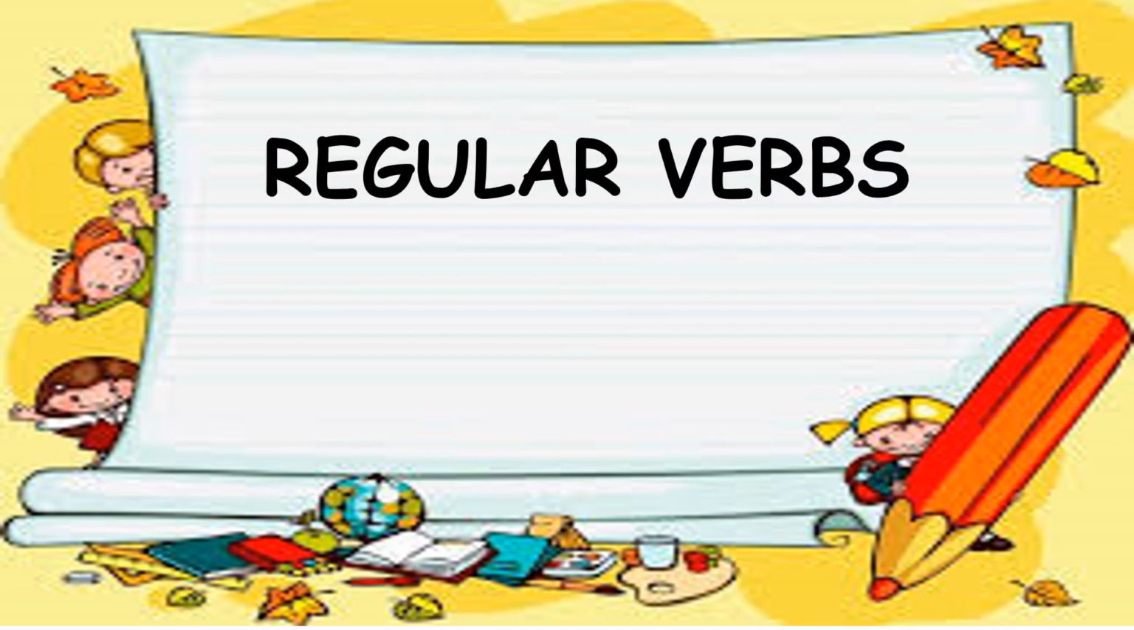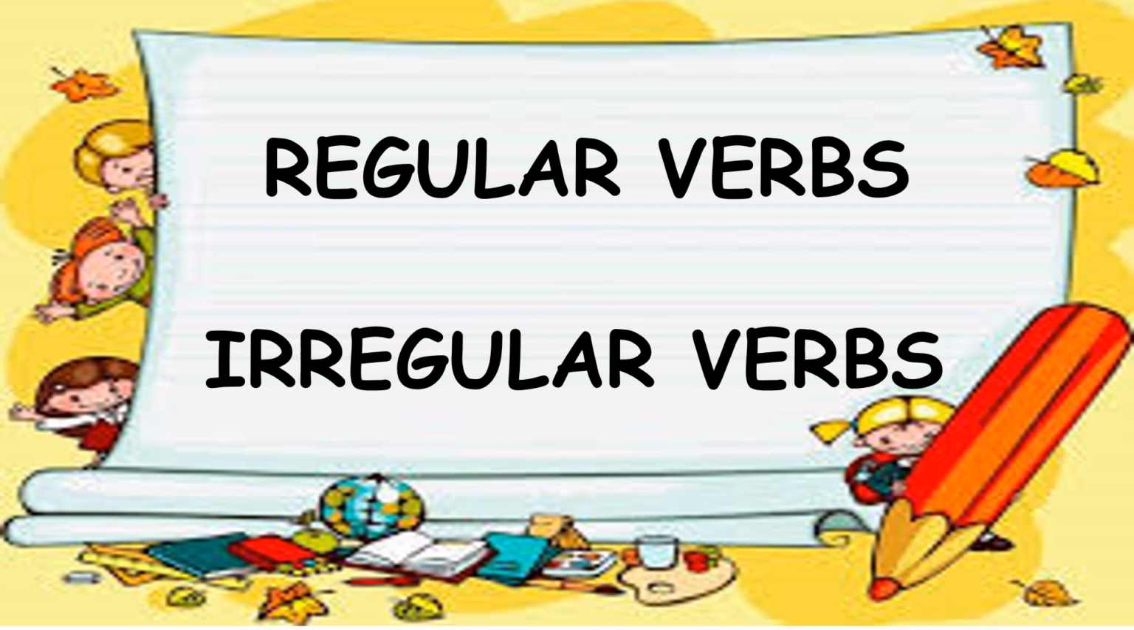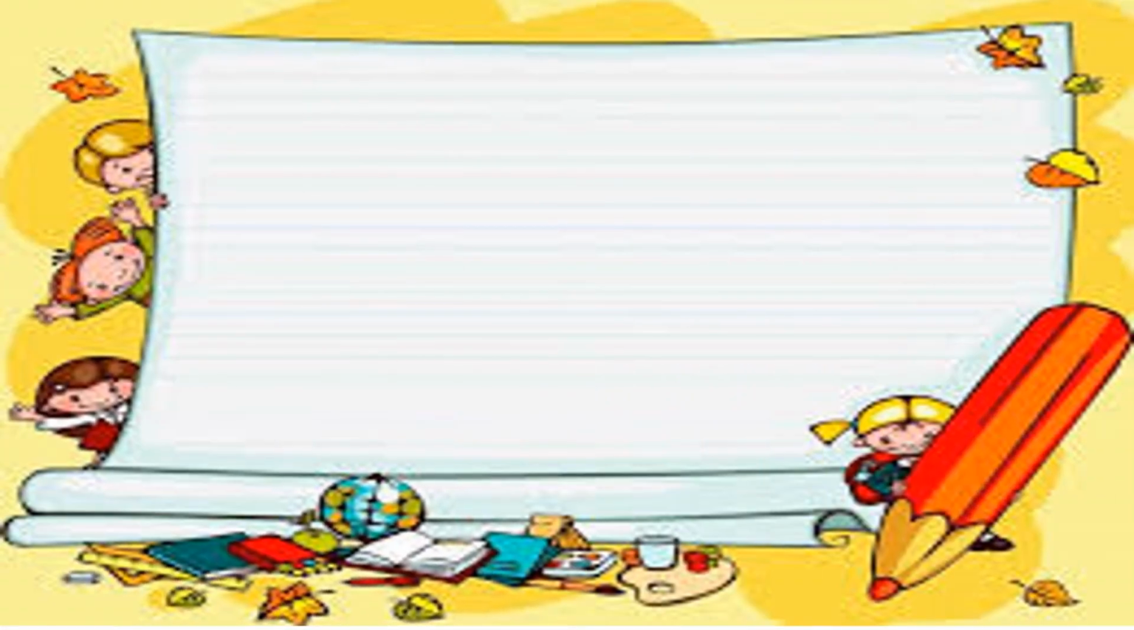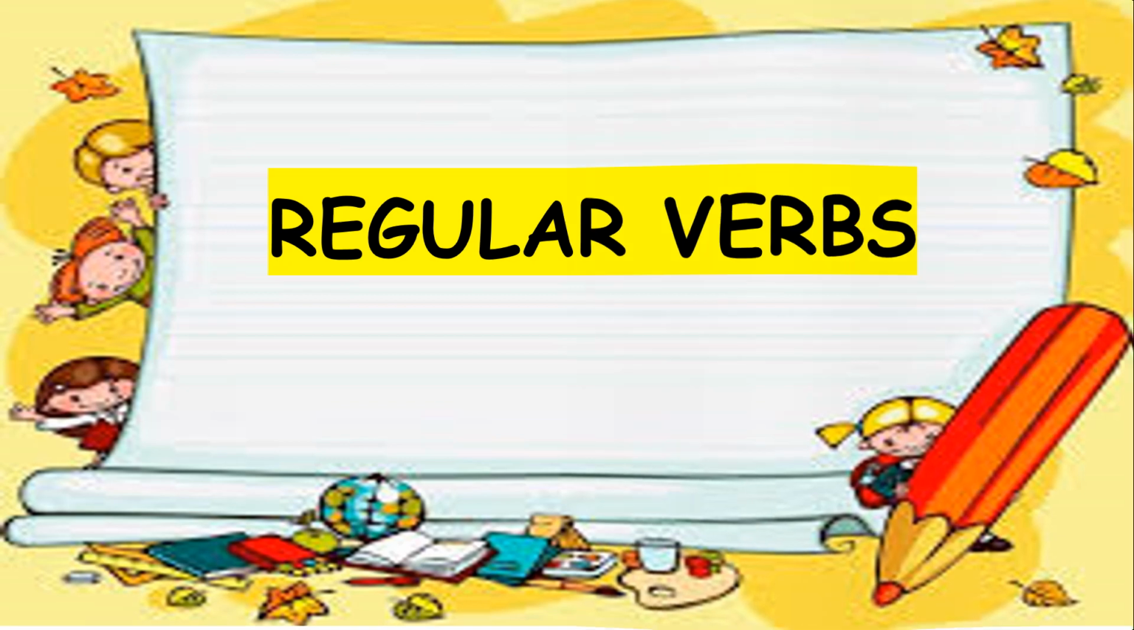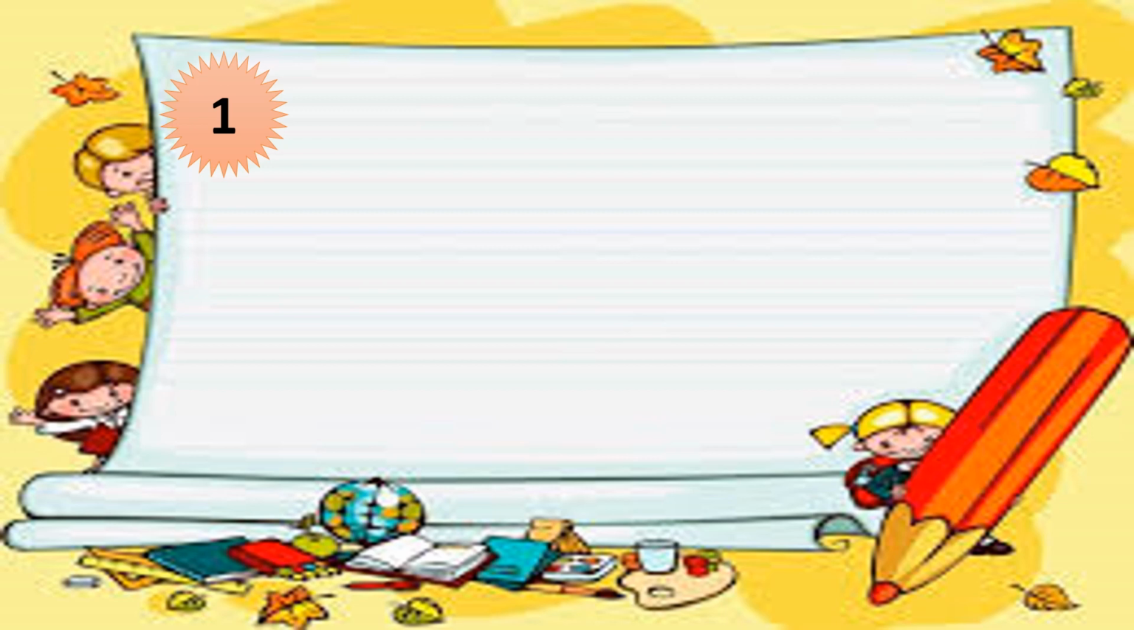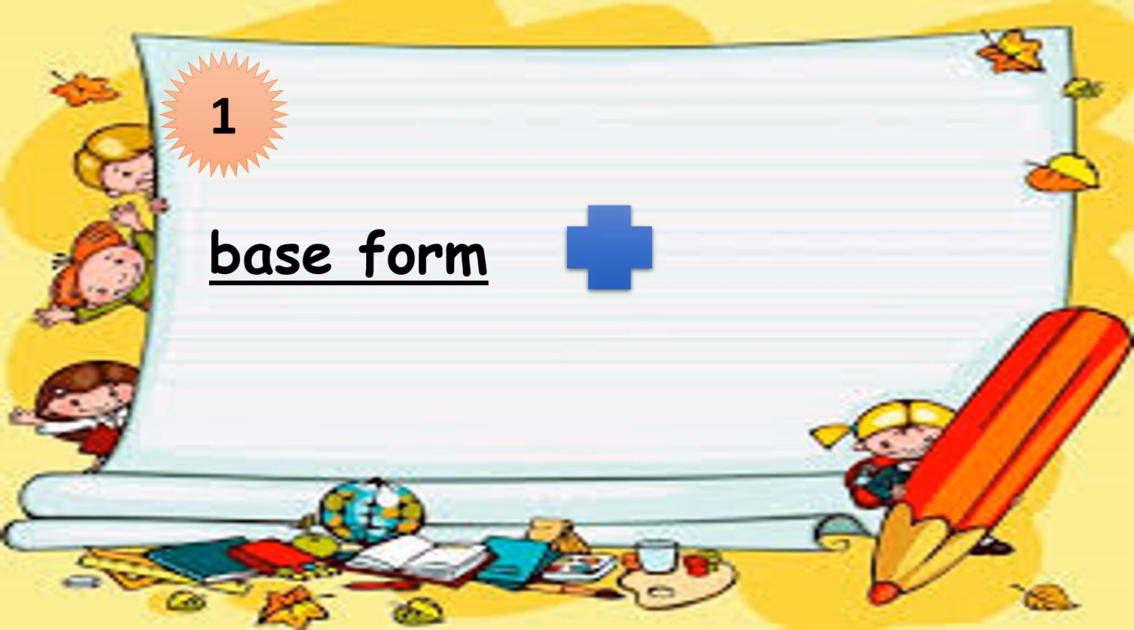Verbs can be regular verbs or irregular verbs. And by the way, verbs are action words. The regular verbs are verbs in which you just add the letter D or ED to form the past tense. Let us first study the verbs in which we add the letters E and D. So base form plus ED. Now what is base form, Teacher Jen? Base form is the original form of the verb.